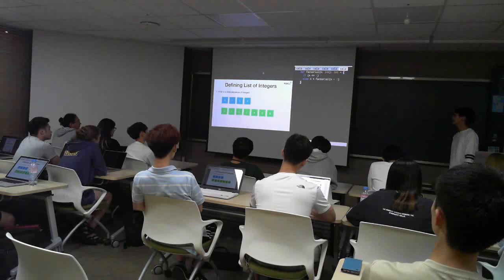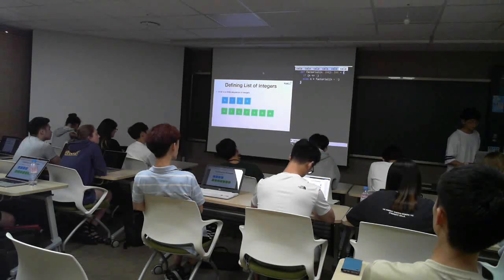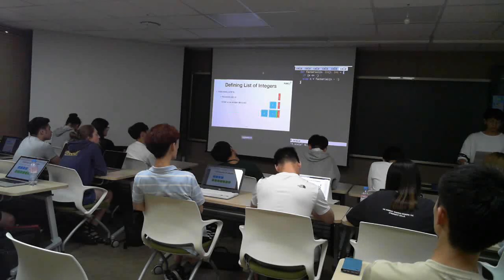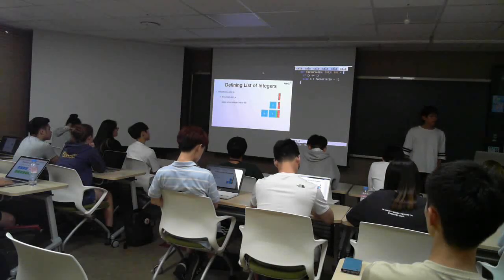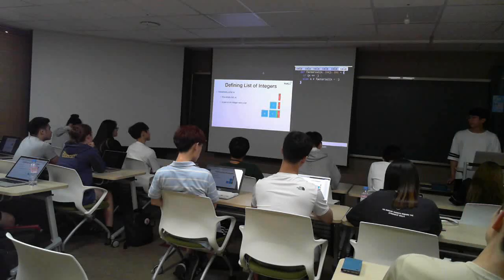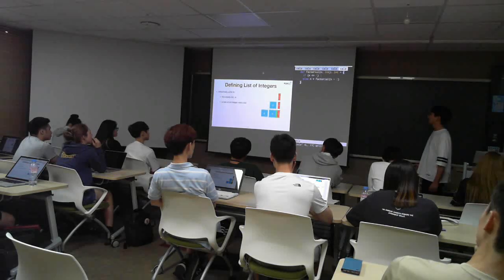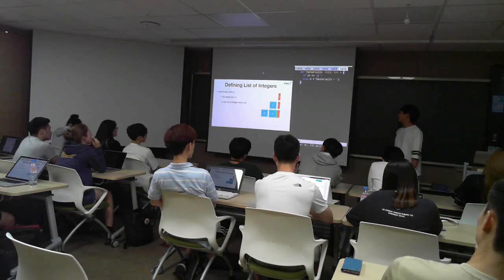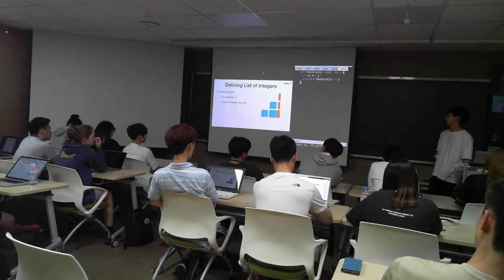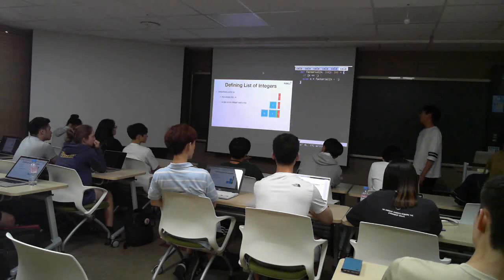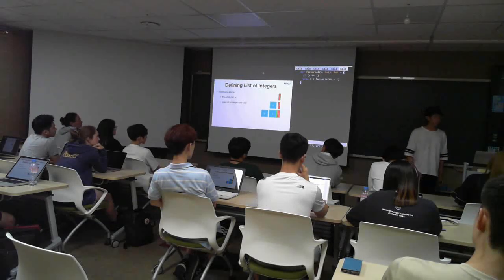However, this definition is not so inductive and hard to write in code. So we can think about an alternative definition. This can be the empty list or a pair of an integer and another list. For example, the empty list is obviously the empty list. If the list contains only one, then it can be seen as a pair of one and the empty list. And if the list contains zero and one, then it can be seen as a pair of zero and the list containing only one, which is a pair of one and the empty list.